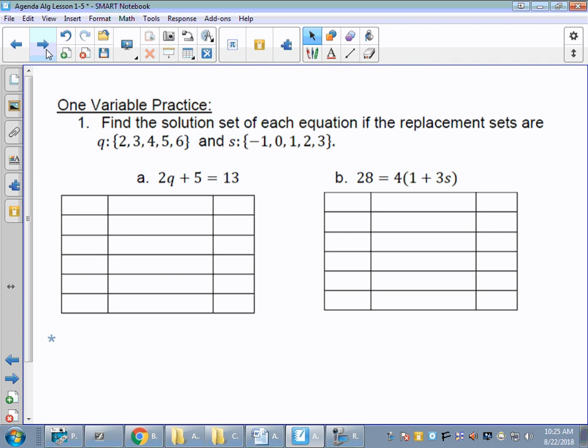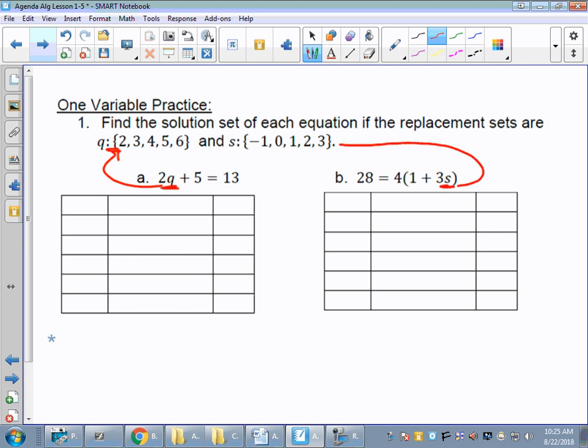If we look at letter A, you've got a Q here, which tells us we're going to use these numbers. This is your replacement set. You're going to replace those numbers in for Q. And over in letter B, you've got this S, which tells us we're going to use that second set of numbers, S. So we're just going to fill out the table. I know it sounds monotonous.